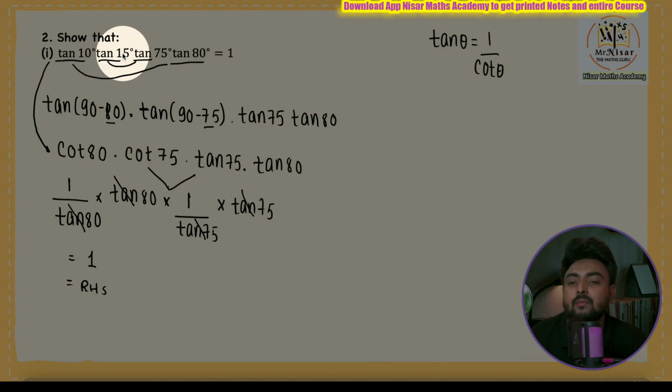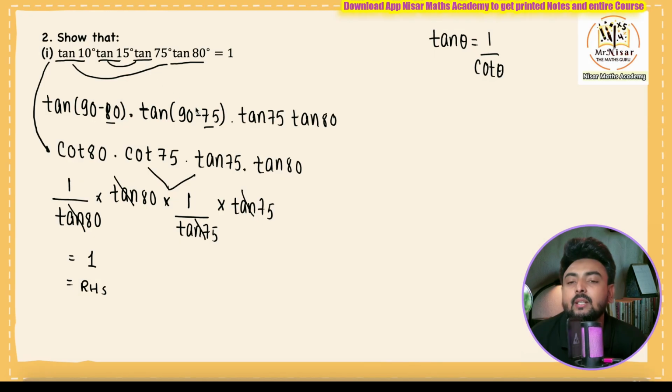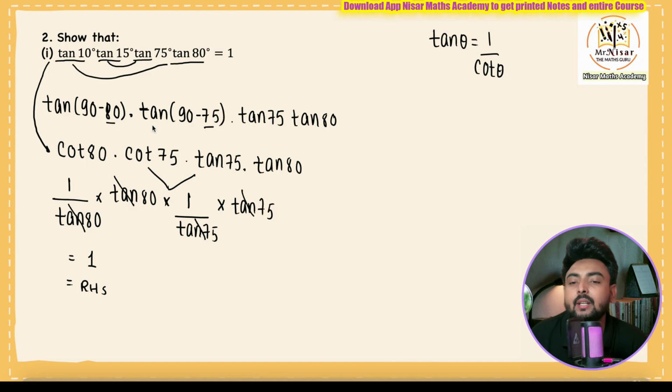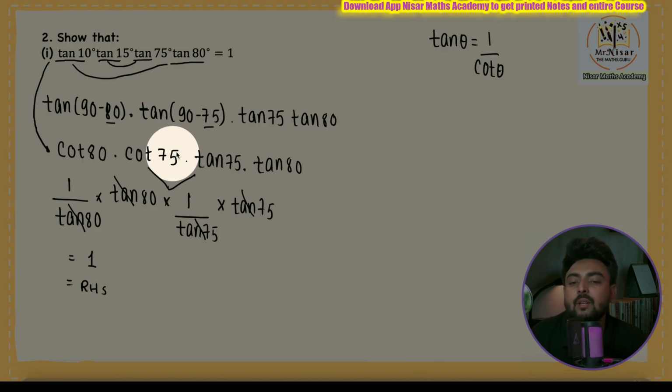In the same way, this is 15 degree. How will we get 15 degree? 90 minus 75 is 15. So I have written that. The remaining two I have written as it is. Now 90 minus 80 becomes cot. Tan of 90 minus theta becomes cot theta. What is the value of theta here? 80. So cot 80. Here what is the value of theta? 75. So here cot 75. And the remaining I have written as it is.